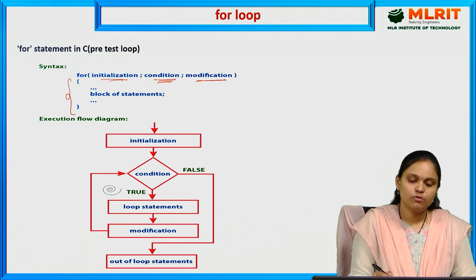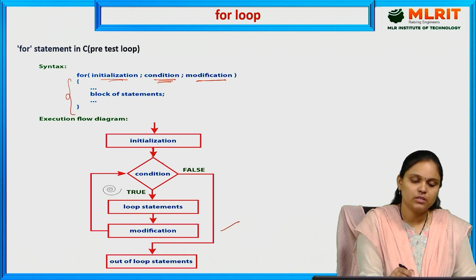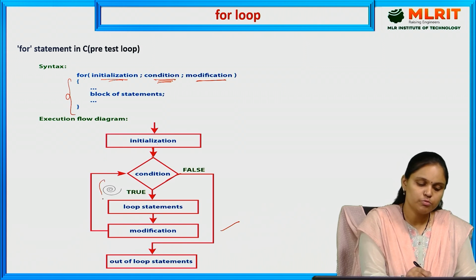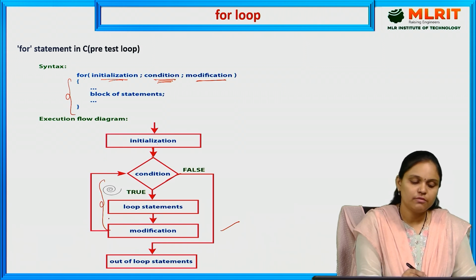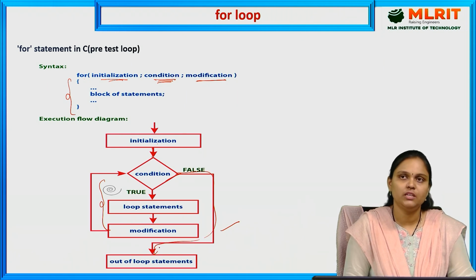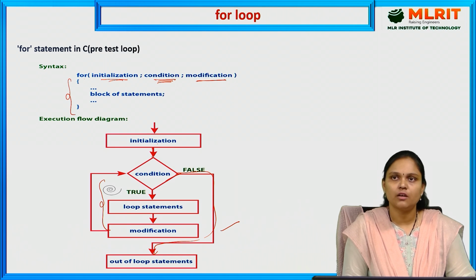So this is the flow diagram of the for loop. Here we are initializing the value, and then we check the condition. If it is true, then the loop statements get executed, and if it is false, we come out of this loop and go on to the next statement. So while and for are called entry controlled loops.